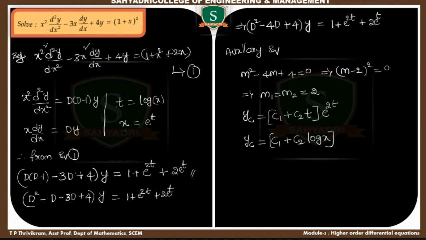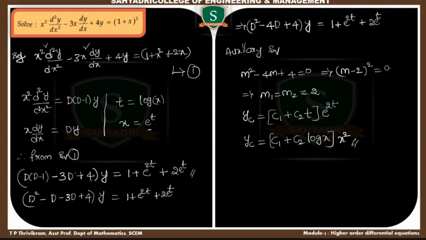Next, (e power t) whole square: e power t means x, so it can be written as x square. Like this, you have to substitute back t value because your answer must be in terms of x, because in the given question, the variable is in x. So we are substituting back whatever we have substituted here.